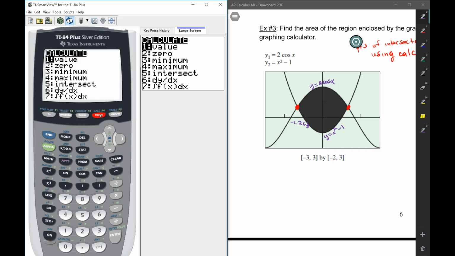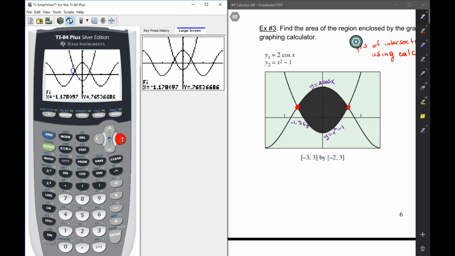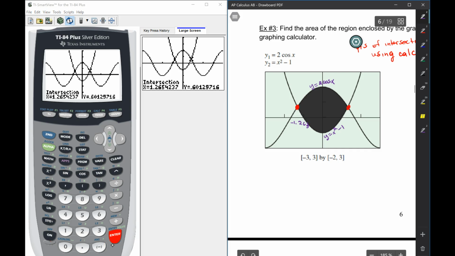Second calc, we're going to do it again now. Second calc, 5. Now go closer to the second point. Is this the first curve? Second calc. Now I want to go ahead and find the point of intersection for the second point. It's positive 1.26. And we store that.